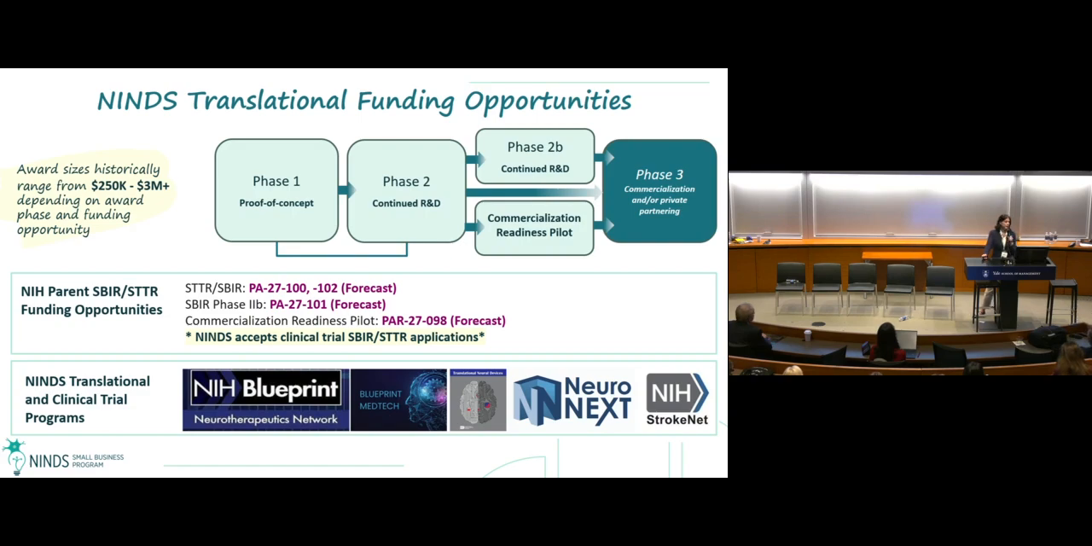I also want to point out that NINDS leads and participates in a number of cooperative agreement programs for translational research and clinical trials. This includes the NIH Blueprint Neurotherapeutics Network, Blueprint MedTech, the Translational Neural Devices Program, the NINDS Biomarkers Program, and two clinical trial networks, NeuroNext and StrokeNet. These programs are not specific to small businesses, but small businesses can apply alongside academic investigators. And these programs provide more than just funding. They provide access to NINDS-funded infrastructure, in-kind resources, and dedicated expertise.